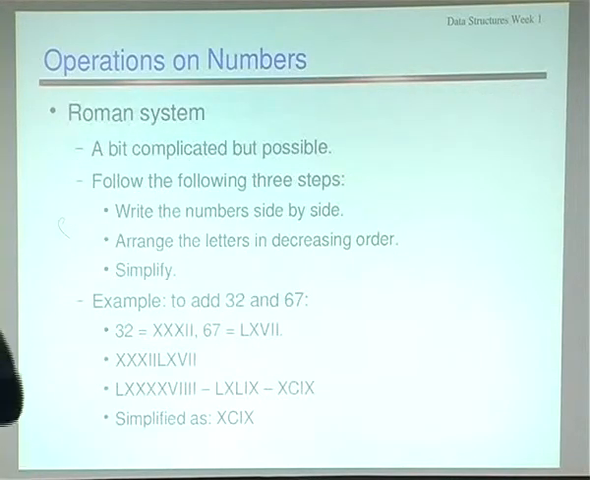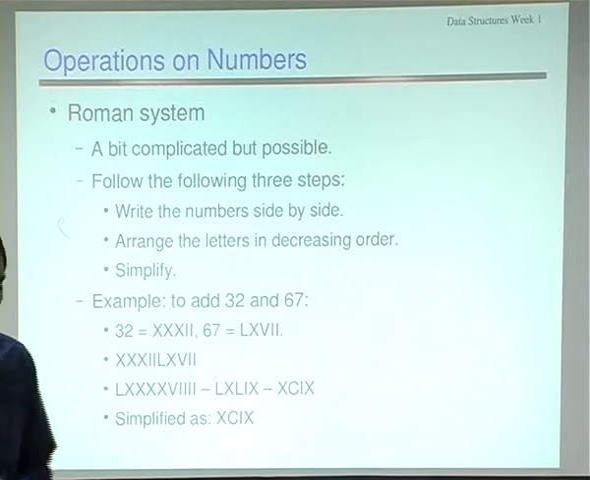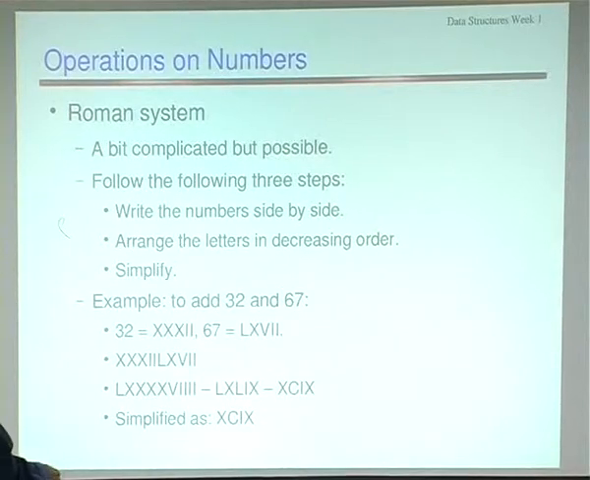Okay, right. Now, I'm sure that most of us never attempted trying to add in the Roman system. It is doable. It is a bit complicated though. Let us see how that can be done. You have the following procedure to add two numbers in the Roman system. The idea is that you write the numbers side by side. So you have 32 and 67. This is what I mean by writing these numbers side by side, just like the unary system did, right?